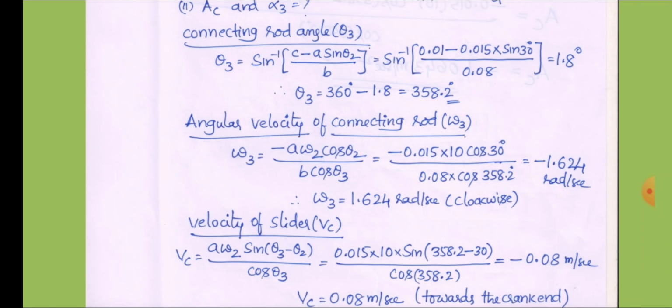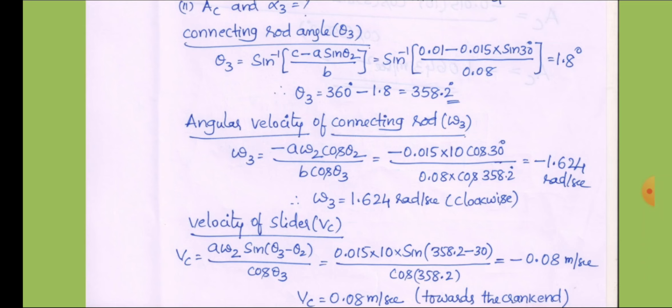So now let us calculate the velocities. First, angular velocity of connecting rod, that is omega 3. Write down the formula. Omega 3 is equal to, by looking at the list or on your own, you try to write it so that it will be remembered forever. So omega 3 is equal to minus a omega 2 cos theta 2 by b cos theta 3. Now a value is 0.015, omega 2 is 10 radians per second, cos theta 2 is cos 30, whole divided by b is 0.08 into cos 358.2 degrees. If I simplify, I am going to get minus 1.624.